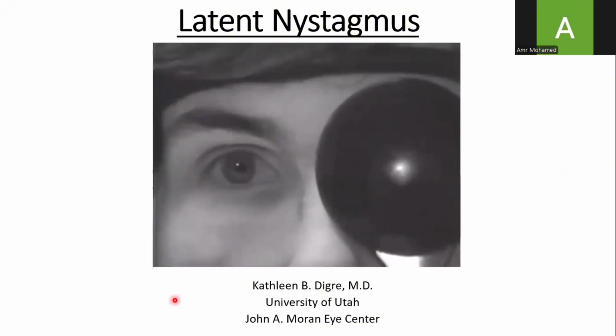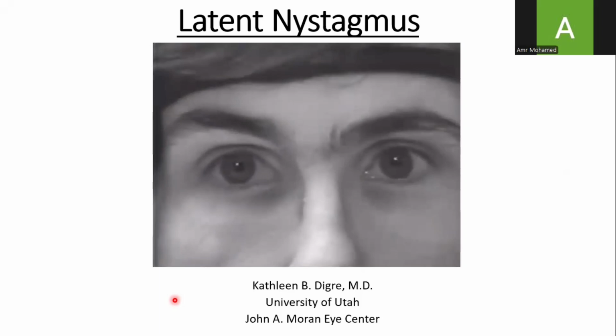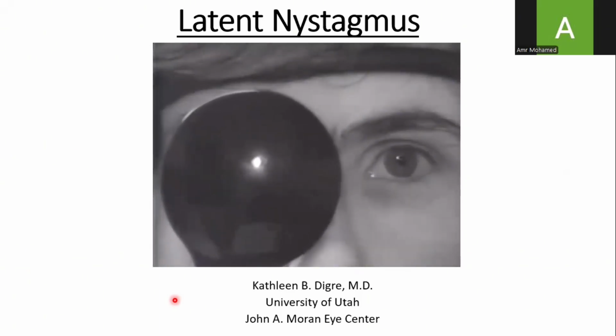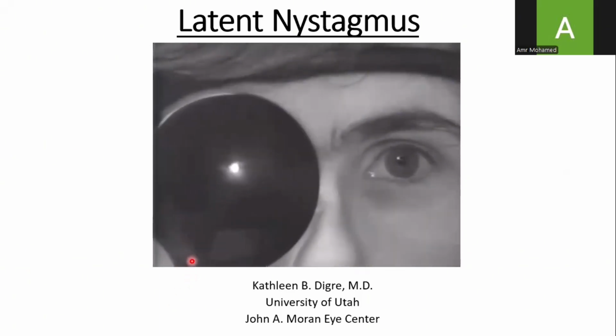There are no oscillations when both eyes are open. When one eye is occluded, binocular oscillations are seen, jerking away from the eye that is occluded. Note here, the right eye is occluded, and the jerks are away from the occluded eye.